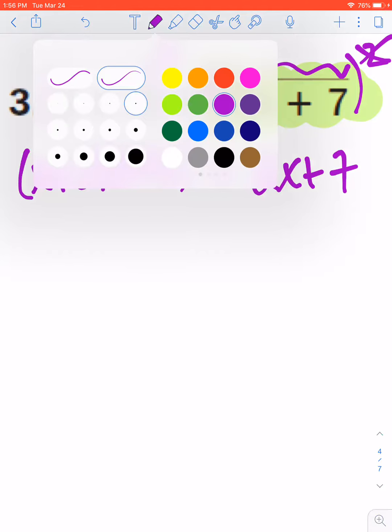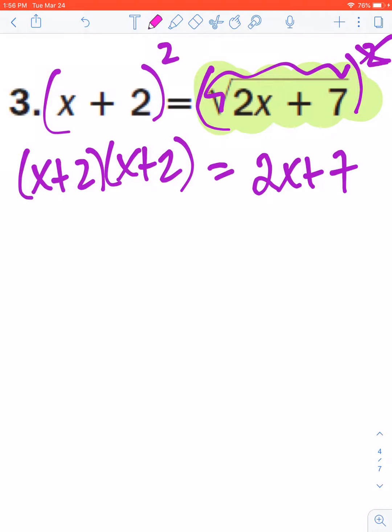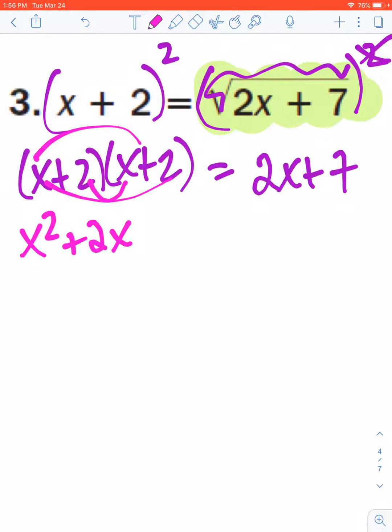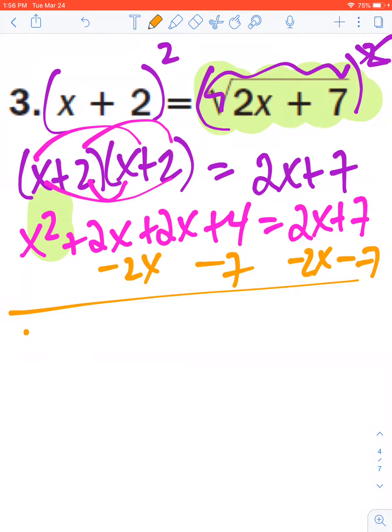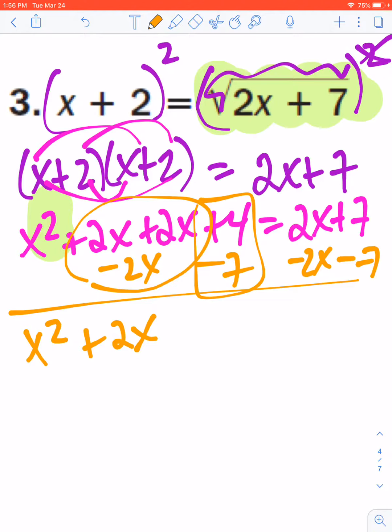For step 3, to solve, x times x is x squared plus 2x plus 2x plus 4 equals 2x plus 7. Friends, this is a quadratic. It's quadratic because of that power of 2. So this has to be set equal to 0. So how are we going to do that? We're going to subtract 7 from both sides and 2x from both sides. 2x plus 2x minus 2x gives me 2x, and 4 minus 7 gives me a -3.